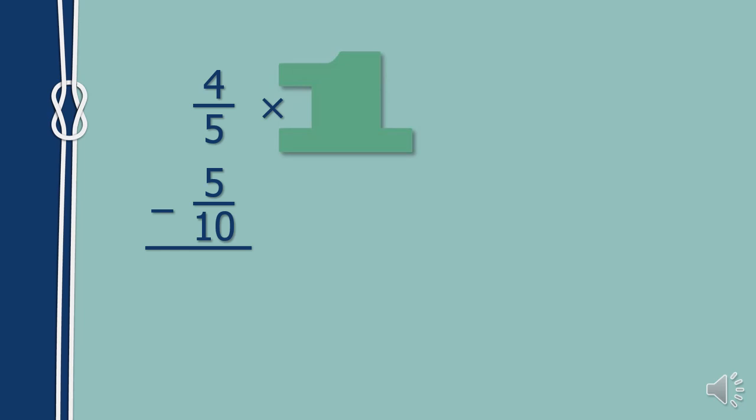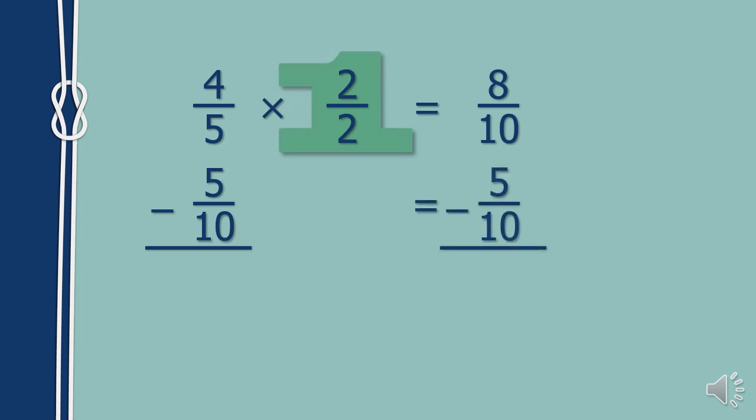Practice makes perfect, right? So pause the video, see if you can solve this problem and get the same answer I do. 4/5 minus 5/10. What name for 1 should we use this time? Well, if we want to put 4/5 into tenths, we have to multiply the 5 by 2, which means we have to use the name for 1, 2/2. 4/5 times 2/2 is 8/10. 8/10 minus 5/10 is equal to 3/10, and we've solved the problem. Did you get that answer?